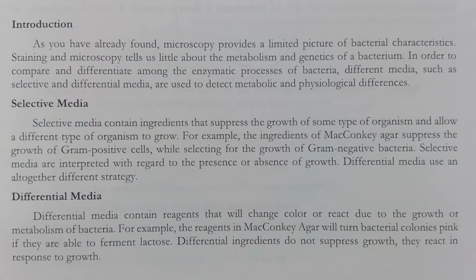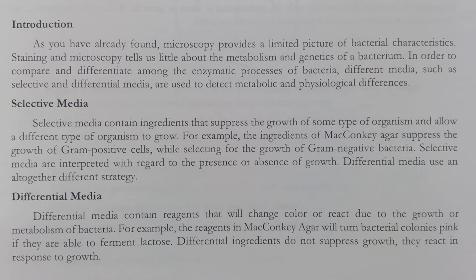Selective media contain ingredients that suppress the growth of some types of organisms and allow a different type of organism to grow. So, for example, ingredients of McConkey's agar suppress the growth of gram-positive cells while selecting for growth of gram-negative bacteria. Selective media are interpreted with regard to the presence or absence of growth, where differential media use an altogether different strategy.